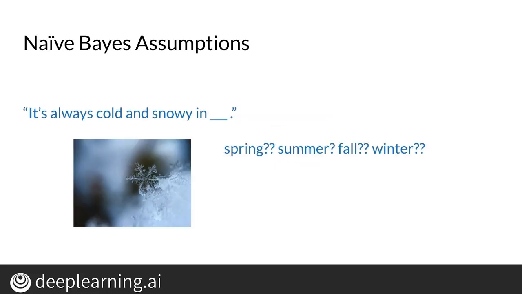This could lead you to under or overestimate the conditional probabilities of individual words. When using naive Bayes, for example, if your task was to complete the sentence, "It's always cold and snowy in blank," naive Bayes might assign equal probability to the words spring, summer, fall, and winter. Even though from the context you can see that winter should be the most likely candidate. In the next courses of this specialization, you will be introduced to some more sophisticated methods that deal with this.